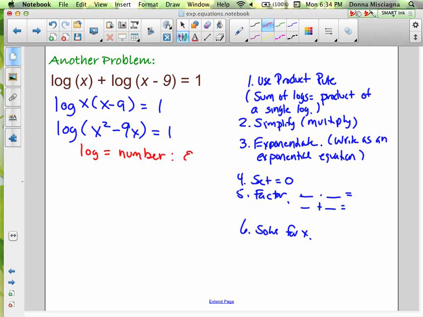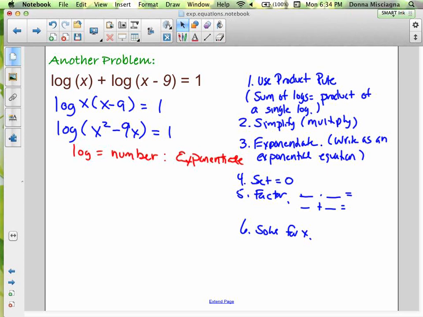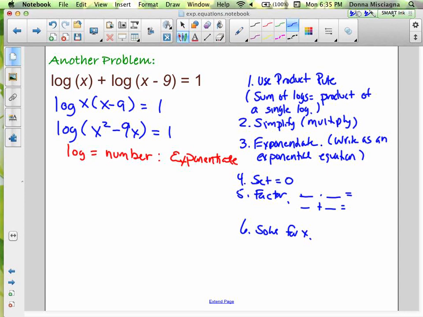you're going to exponentiate. And all that means, it's a nice fancy way of saying write it in exponential form. Exponentiate. So we're going to write it as an exponential equation, and you can do that every time you have log equals a number. So on one side, we're going to have x squared minus 9x, and that's going to be equal to base raised to the power. So what's our base? If there's nothing there, our base is 10.